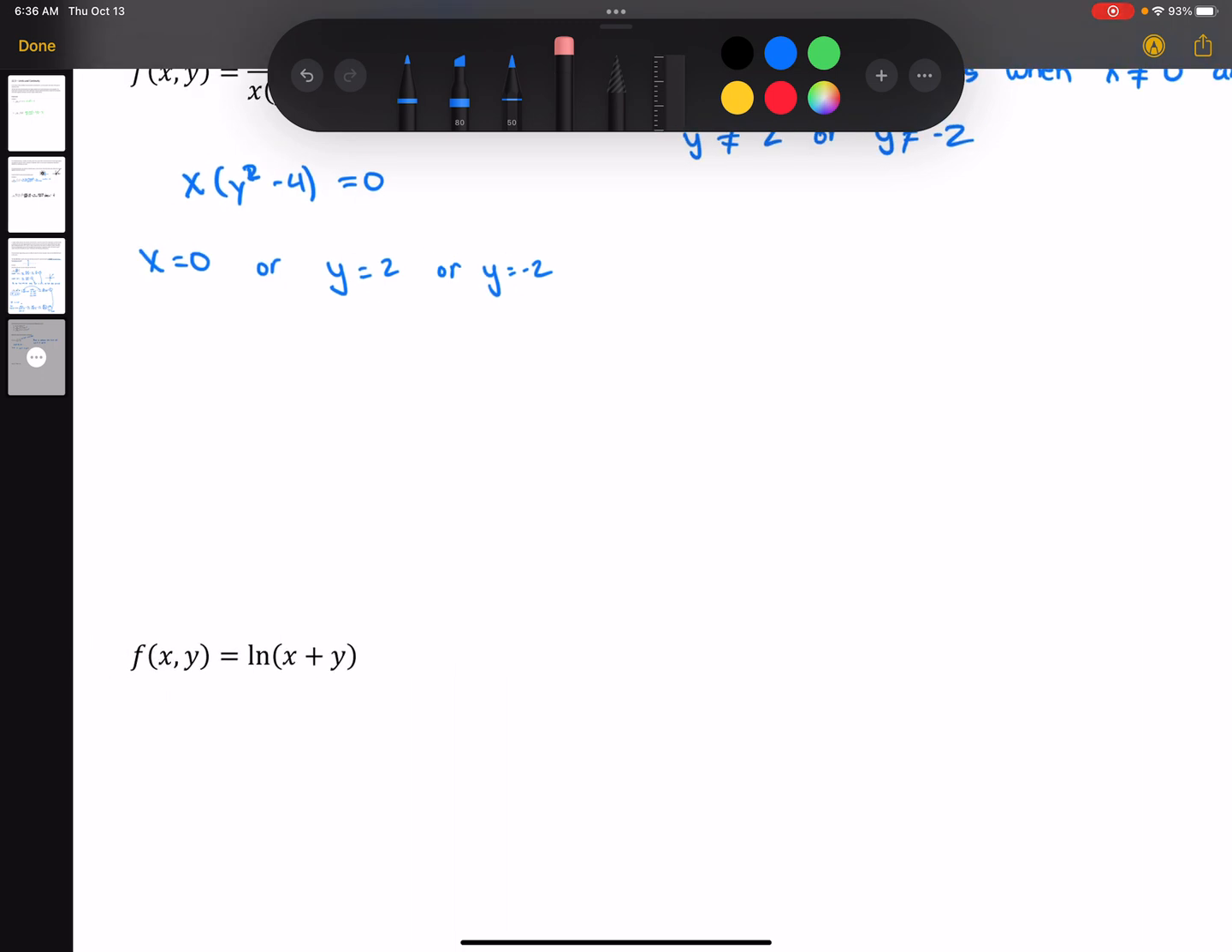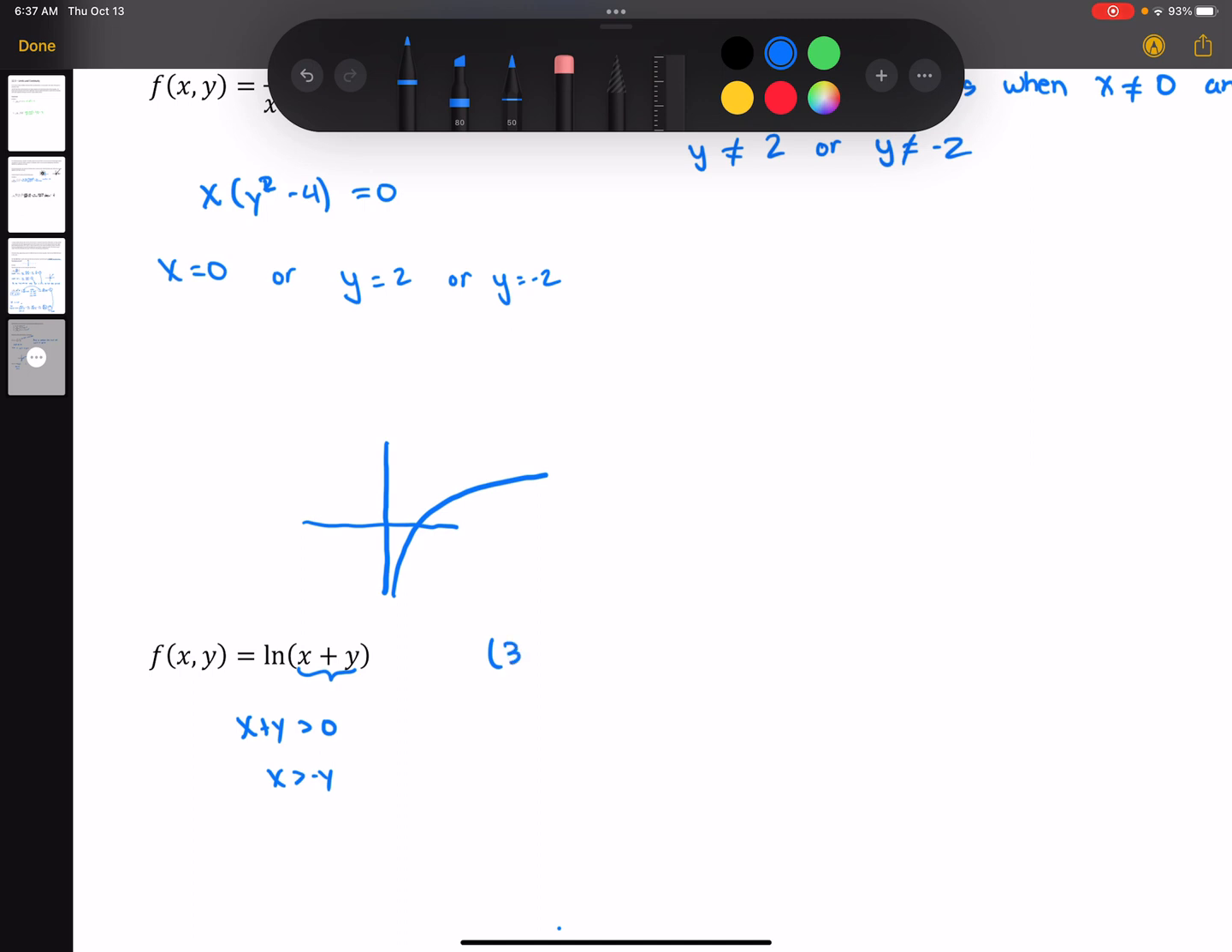So now if we remember how the graph of the logarithm looks in 2D, it looks something like this. And so the input value is never 0. So that still has to be true here. This has to be strictly greater than 0. So what we need is x plus y is greater than 0. That's the same as saying x is greater than negative y. So if x was 3 and y was negative 2, then clearly 3 is greater than negative 2.